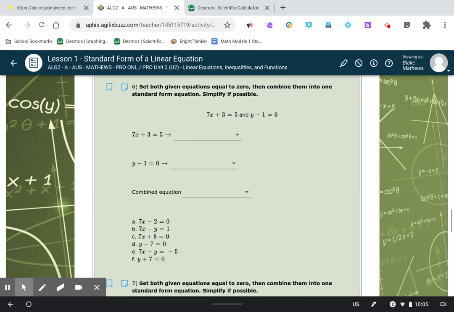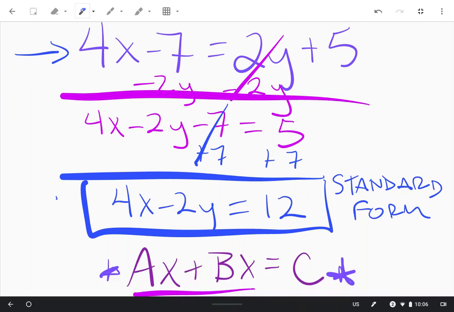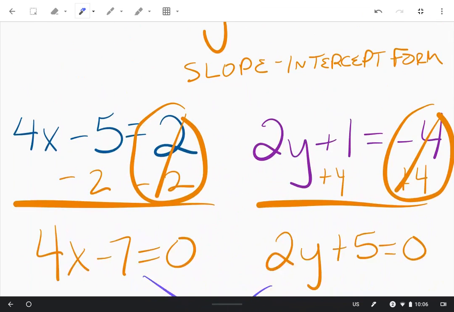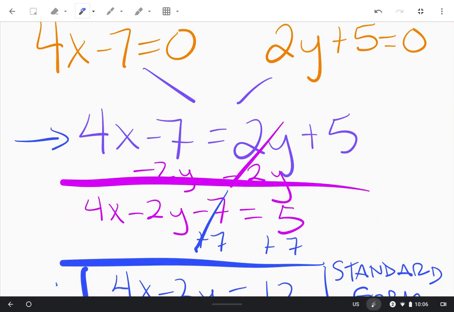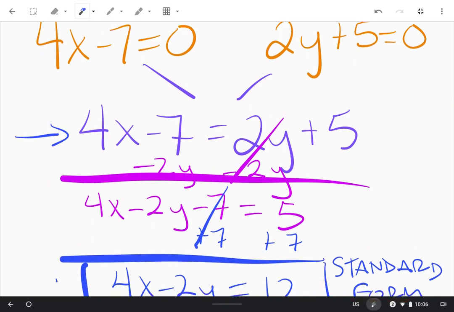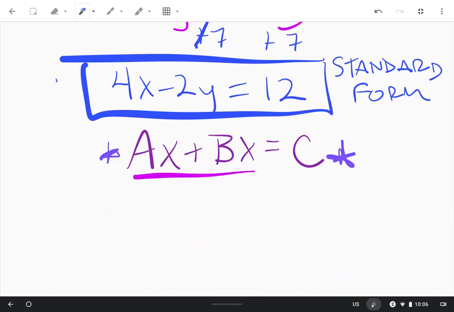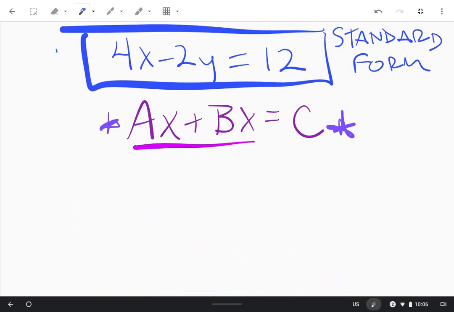So again, the steps of the process are: set each equation equal to 0, combine them, solve for standard form. All right? So that's what we're doing. Here we've done this step of setting each equation equal to 0. Then we've combined those equations into one equation, and then we've solved that equation for standard form. And that's what you're doing on these. Similar process when you're dealing with inequalities.